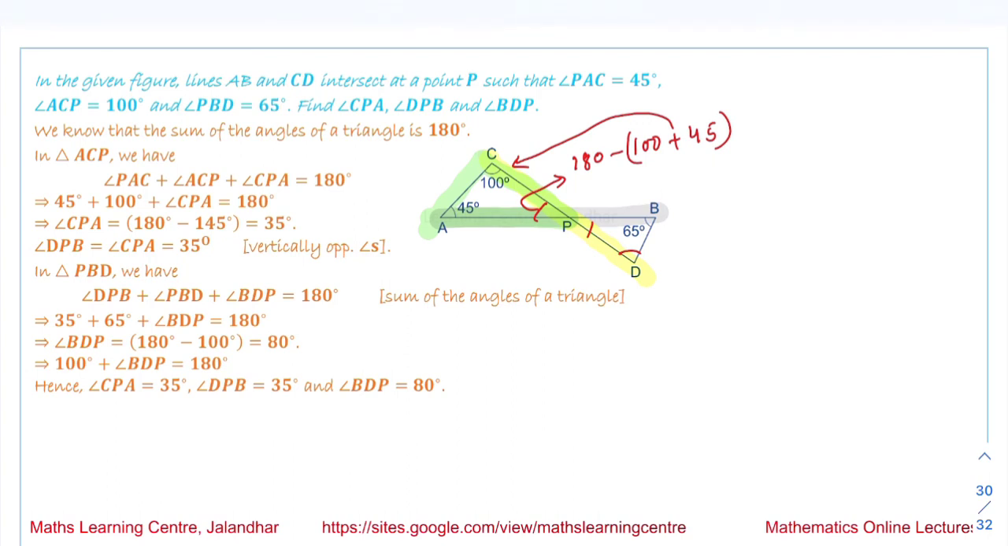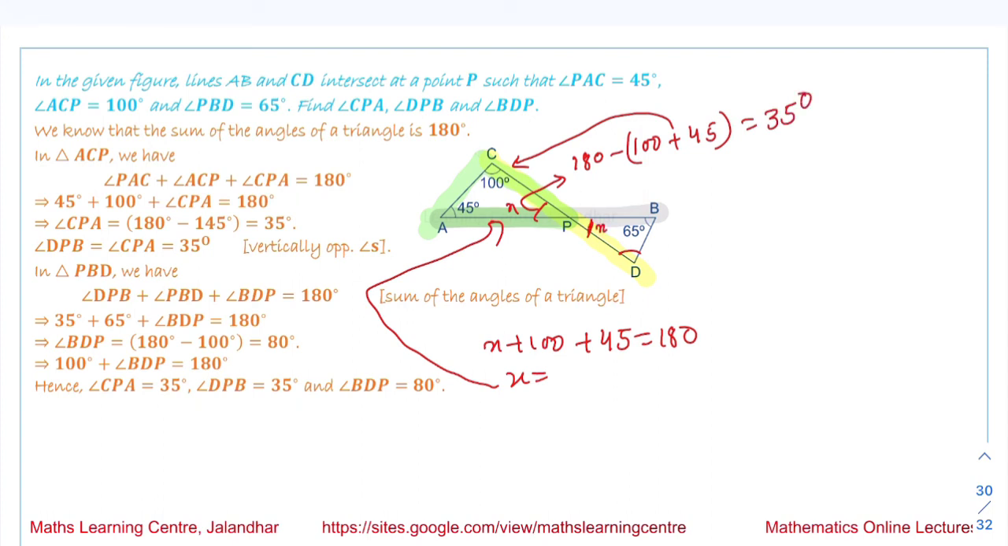So suppose it is X. So we will get X plus 100 plus 45 is 180. So the value of X you will get is 180 minus 100 plus 45. So the answer you will get is 35 degrees.